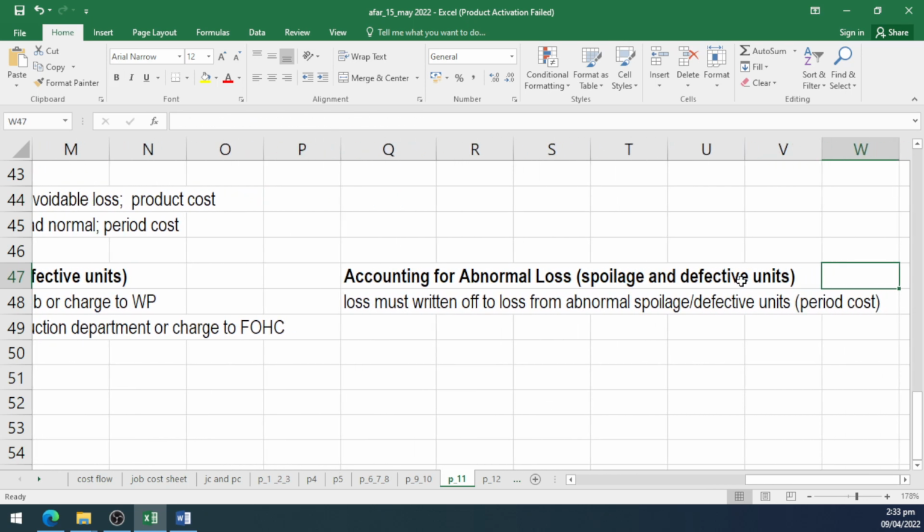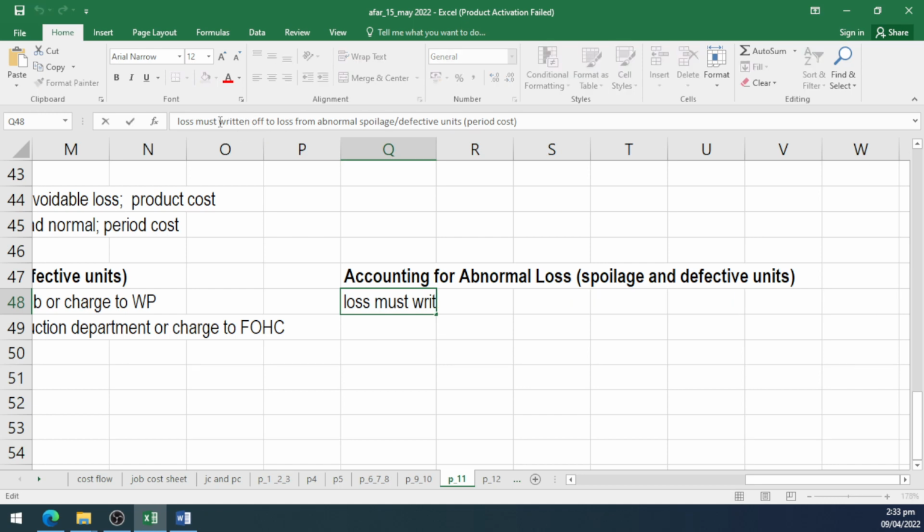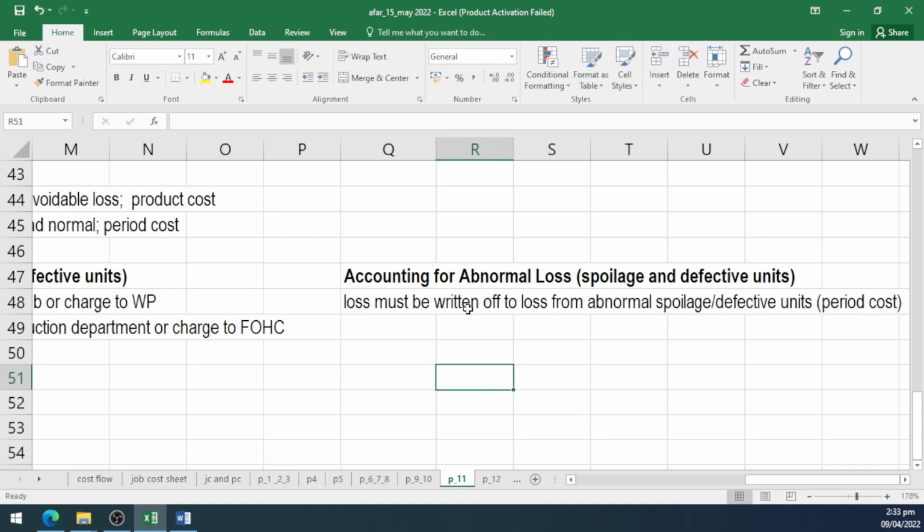Now, if the loss is abnormal, wala tayong method dyan. Talagang i-charge yan sa loss account. Loss must be written off to loss from abnormal spoilage or loss from abnormal defective units. And that is a period cost, meaning it's not a product cost and must be charged to loss account in the period incurred. Walang method dyan, class, ha? Pag abnormal loss. Okay?